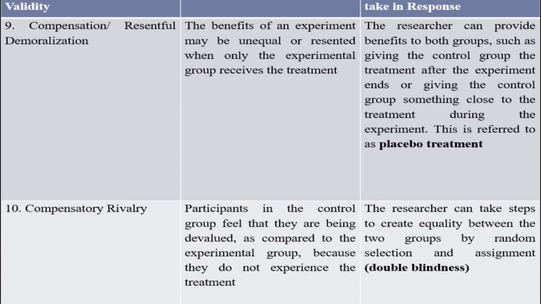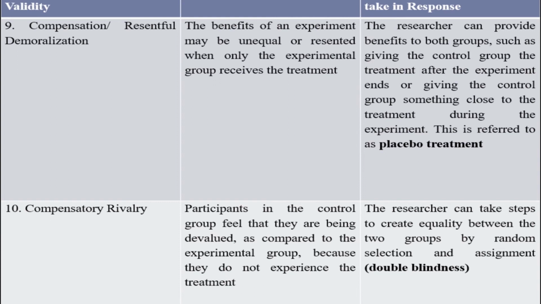Lastly, the last threat is compensatory rivalry. This is where participants in the control group feel that they are being devalued as compared to the experimental group because they are not receiving the treatment. What action can the researcher take? The researcher can create equality between the two groups by random selection and random assignment.